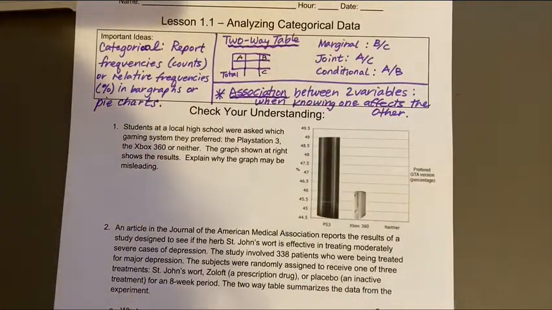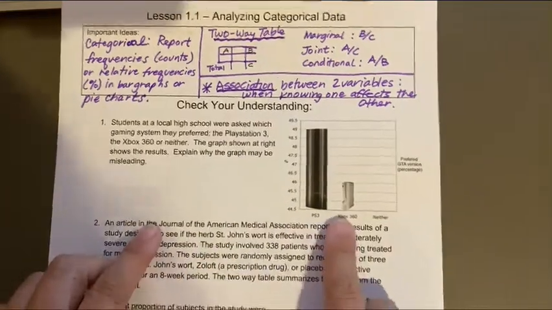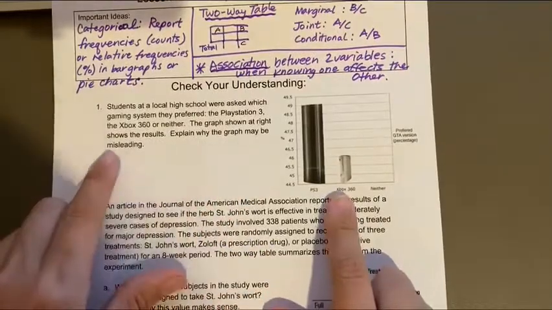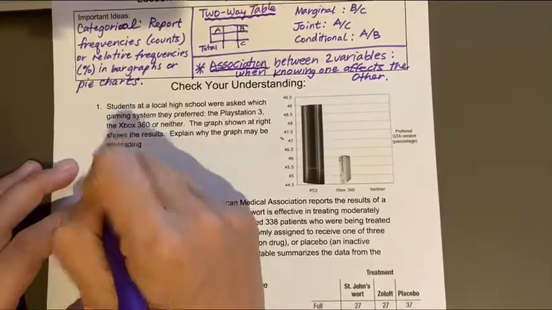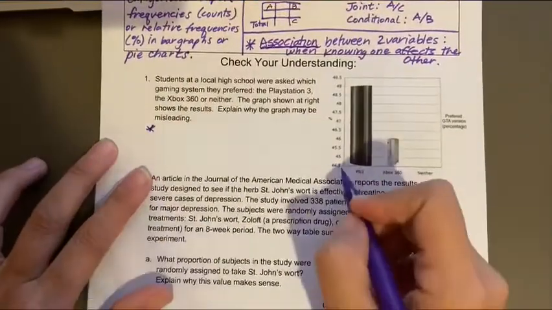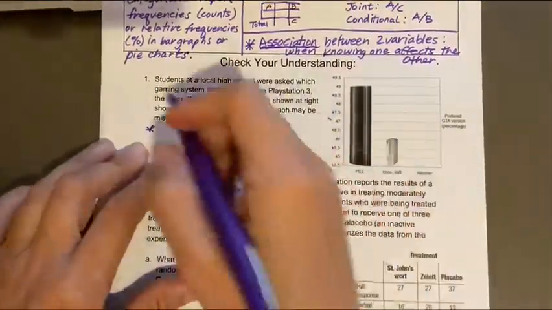Question number 1. Check your understanding. Students at a local high school were asked which gaming system they prefer, the PlayStation 3, Xbox 360, or neither. What's going on with the graph at the right that makes this misleading? There's a couple things. One of the things the student could have pointed out is that it's not starting at 0.